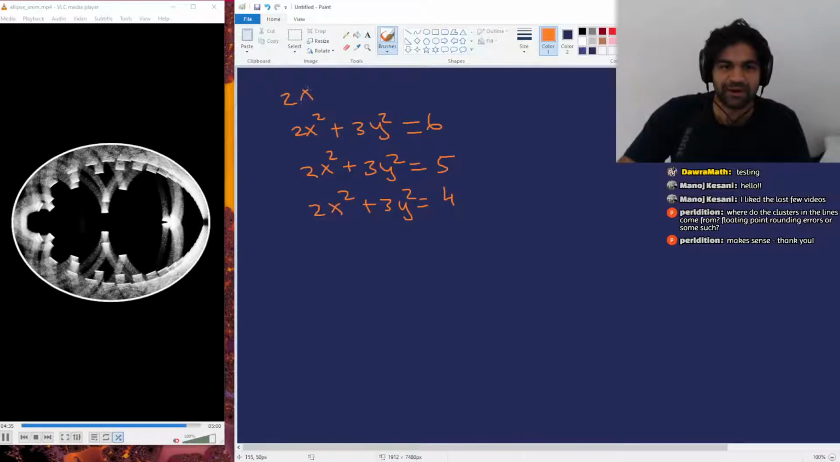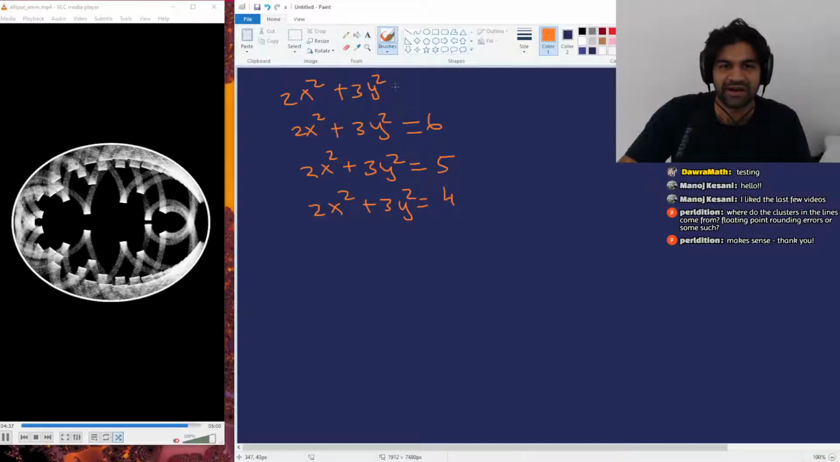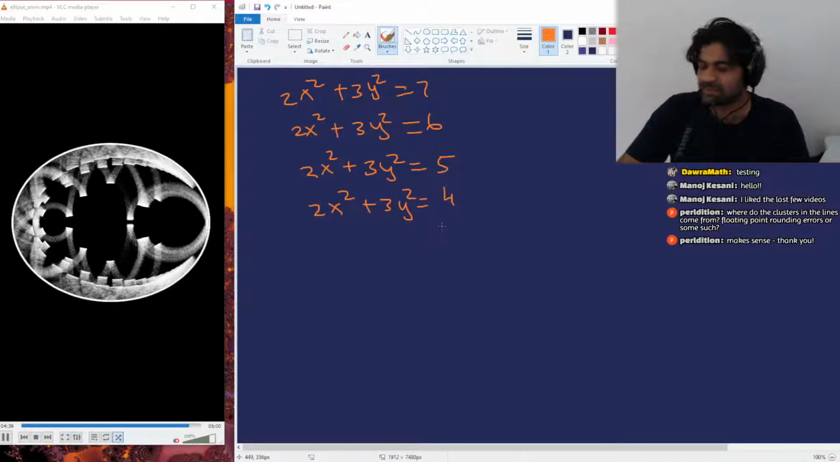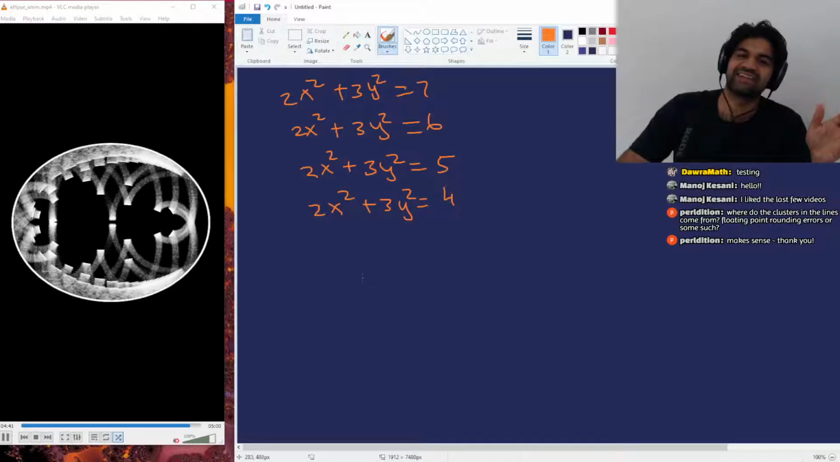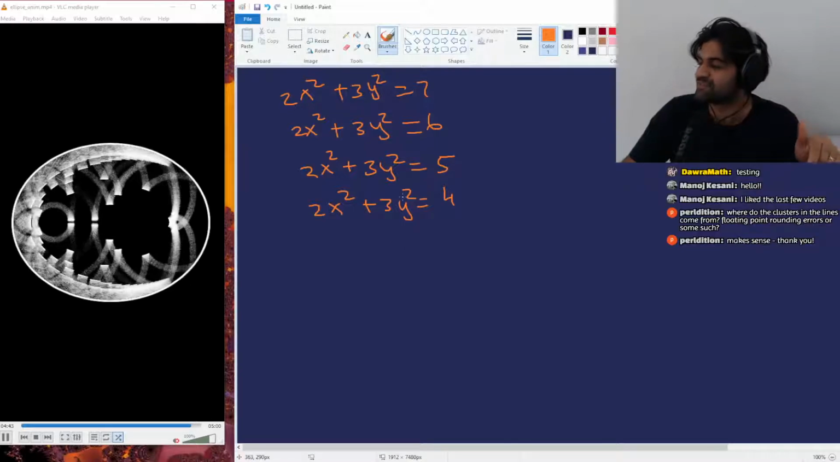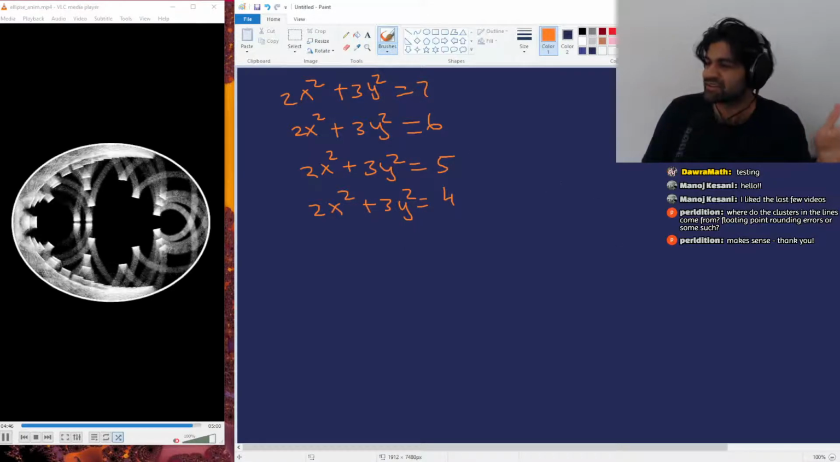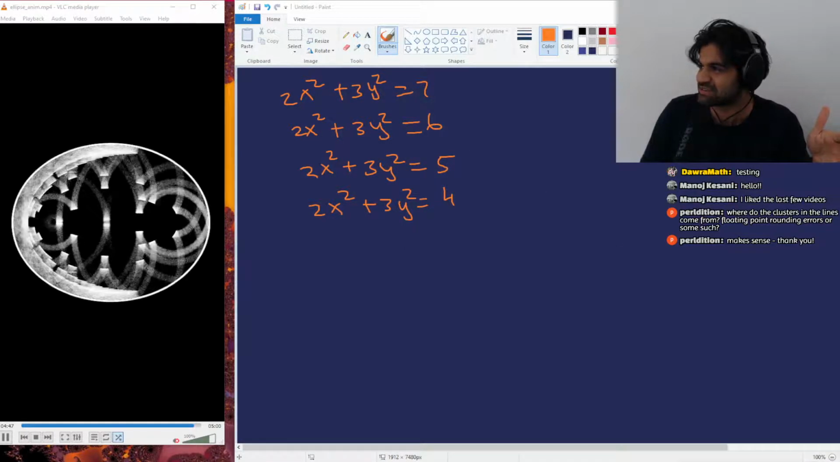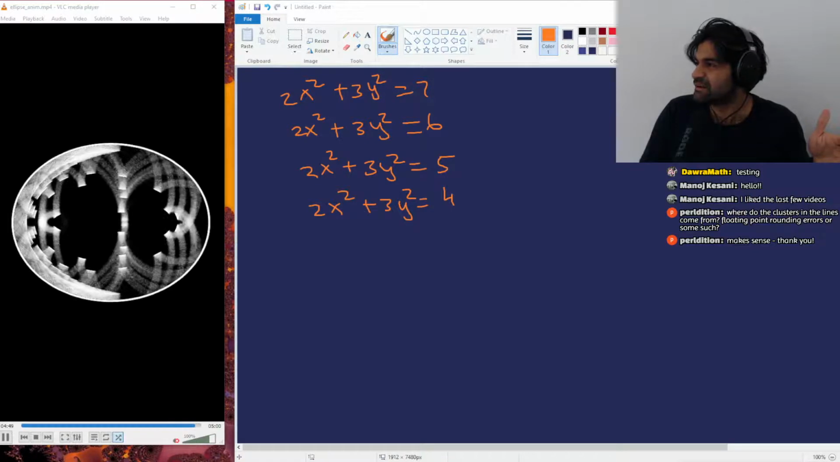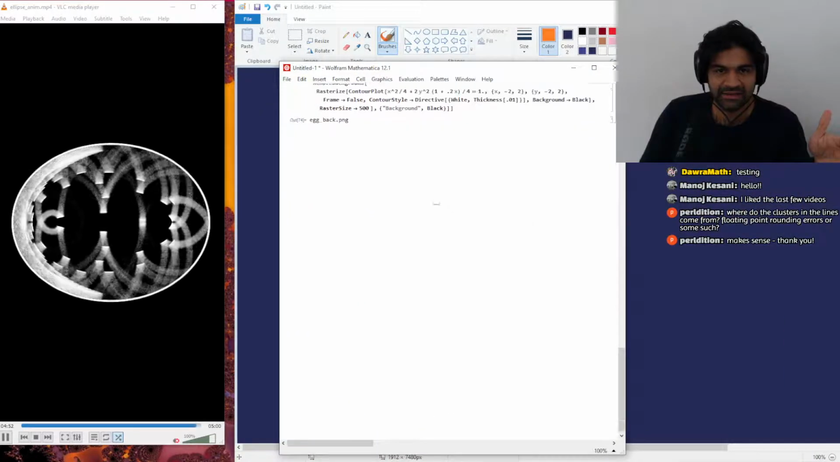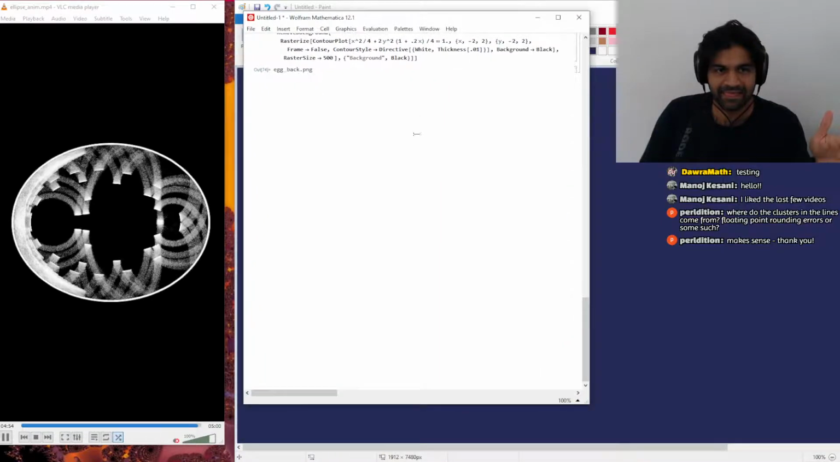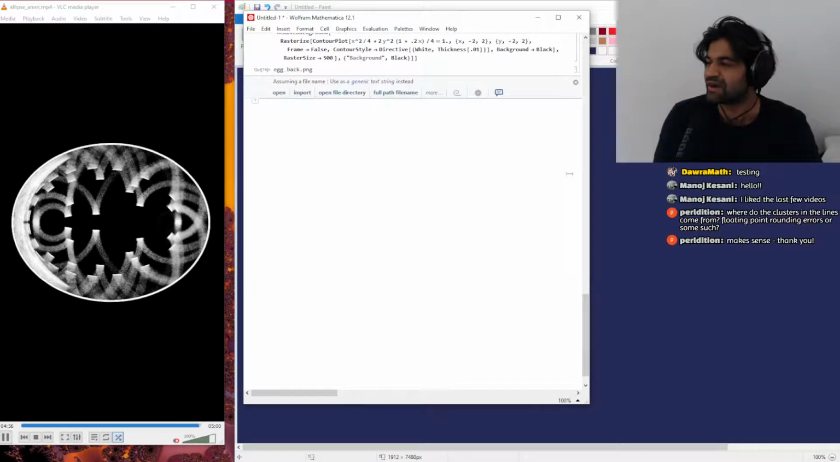Or if you do 2x squared plus 3y squared equals 7, you'll get a different ellipse still. If you were to plot all of these together, you would get what's called a contour plot for this equation. So let me just show you the contour plot for this equation. Okay, so let's just do a quick contour plot.